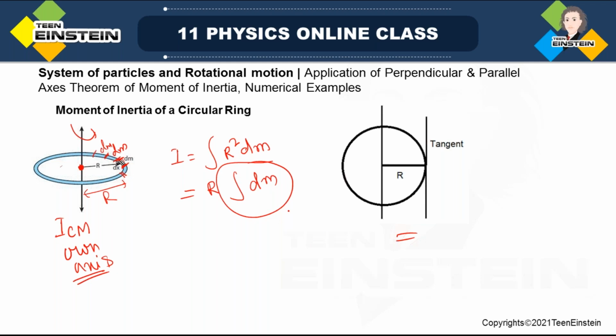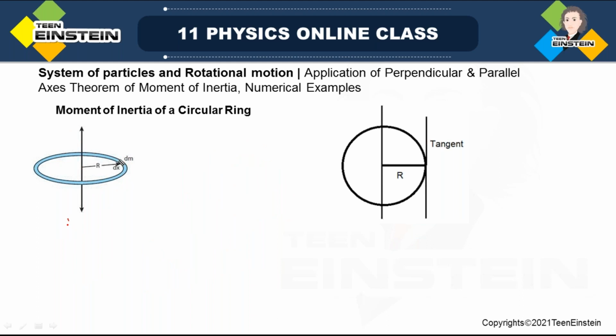So this whole thing will give you the whole mass of the ring. So eventually what we get is r square, so m r square will be the moment of inertia about an axis which is passing through the center of mass and perpendicular to the plane of the ring. So this is the moment of inertia about the center of mass. I'll just clean everything and write simply what I get: ICM is equal to m r square.